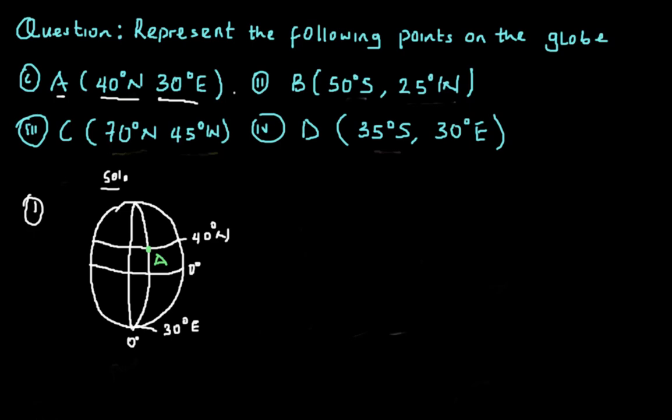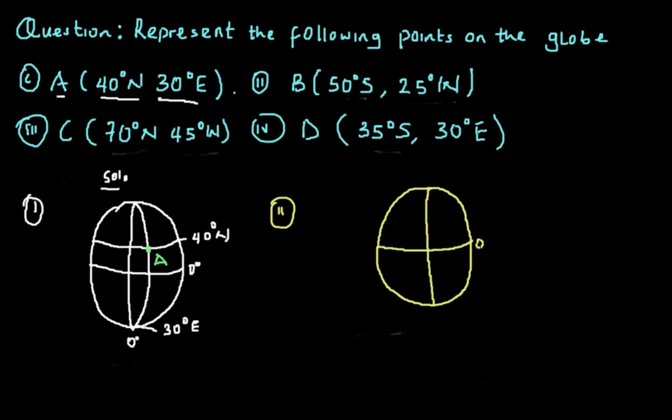Let's take II. So we have II. We draw the globe. This is the prime meridian. This is the equator. We can put 0 degrees, 0 degrees. So we have 50 degrees south. South is below the equator, 50 degrees, so like midway.